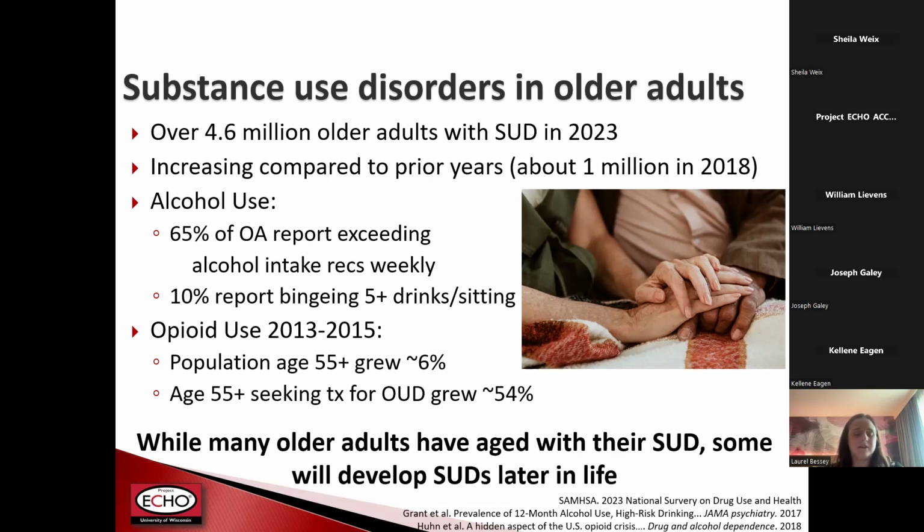And just a reminder that while many older adults have aged with their substance use disorder, some will develop substance use disorders later in life. I think the best studied example of this is alcohol use disorder. About 2/3 of older adults with alcohol use disorder are considered early onset versus 1/3 being late onset, so developing it in their older years. Next slide.